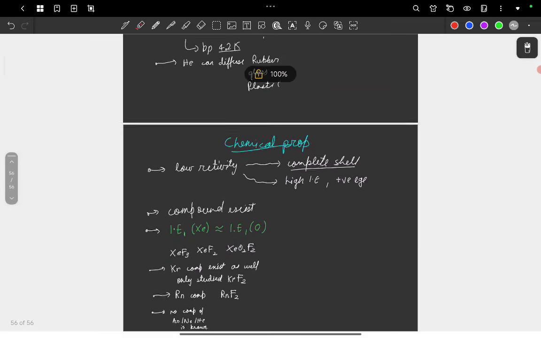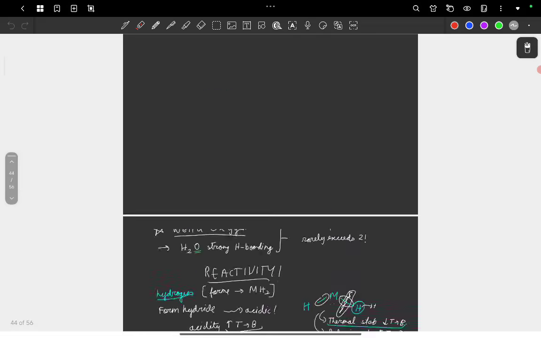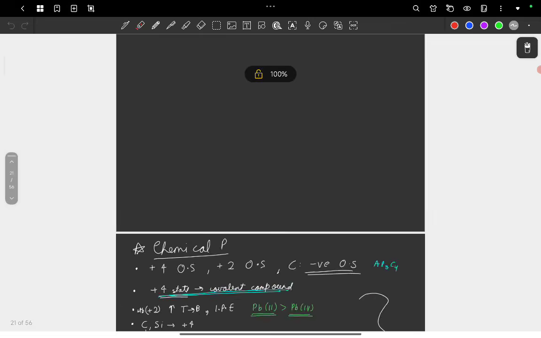And that is it. That was everything for group 18 elements, and in fact the entire P block in general.